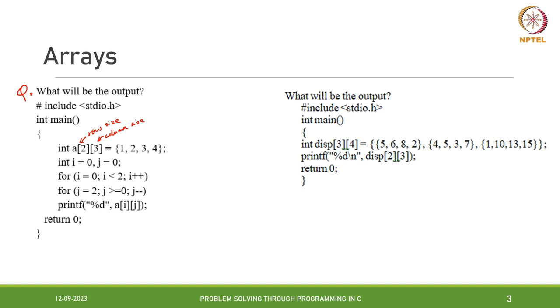Now you have a for loop of i which goes from 0 to less than 2, in increments of 1, that means it will go over 0 and 1, and then inside that you have a nested for loop j which will go from 2 up till 0 with a decrement of 1 with each iteration, and you are printing the value which is stored at the i comma j index of the array. So what do you think would be the output of this?